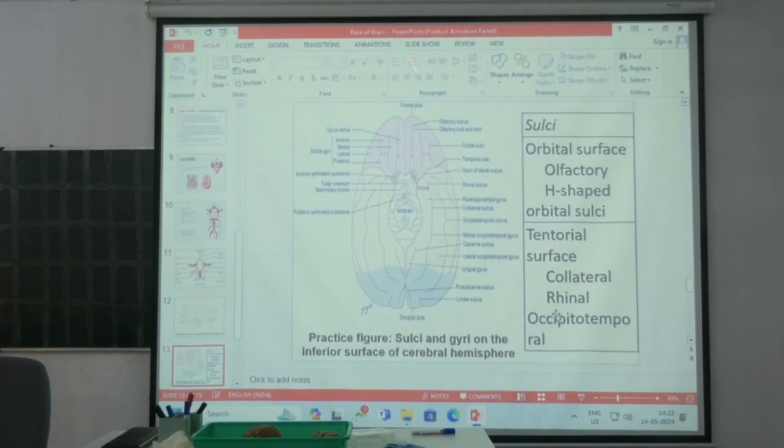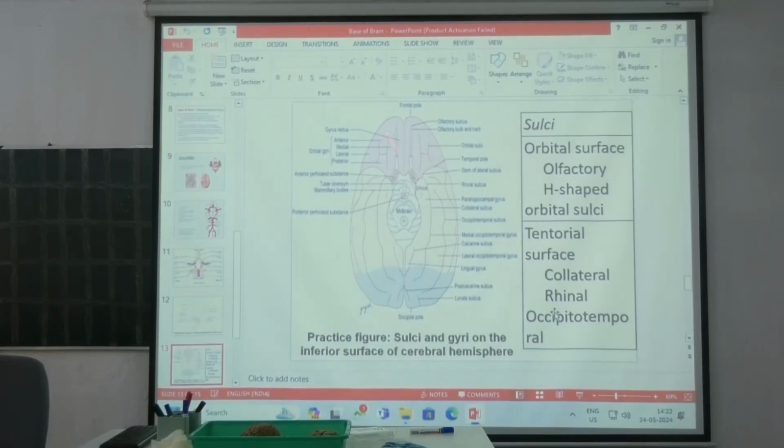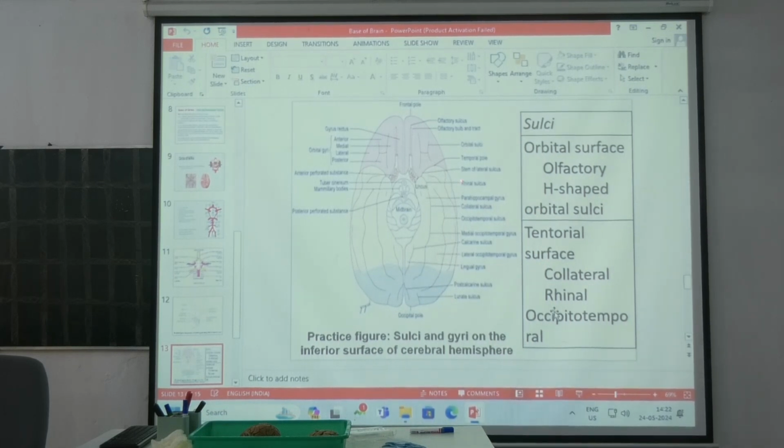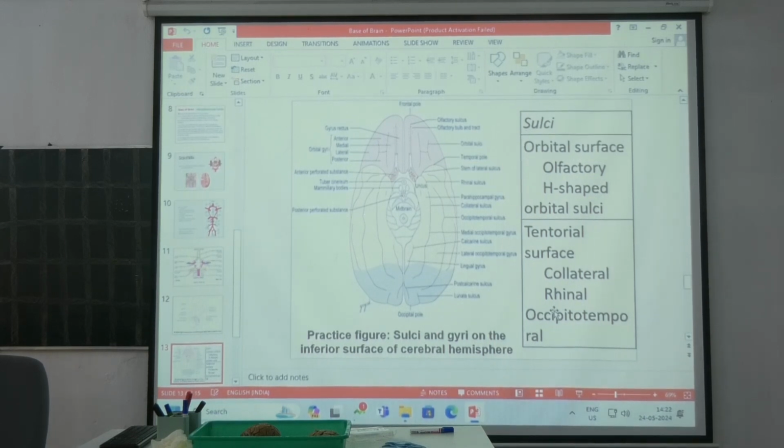These are the different sulci and gyri that you have seen in your viscera. So over the orbital surface, the pink one is the orbital surface. Here is the olfactory sulcus and the H-shaped sulcus, two main sulci. Okay, the H-shaped orbital sulcus. Over the tentorial surface, the collateral sulcus, rhinal sulcus, and occipitotemporal sulcus. These are the important sulci over the tentorial surface.